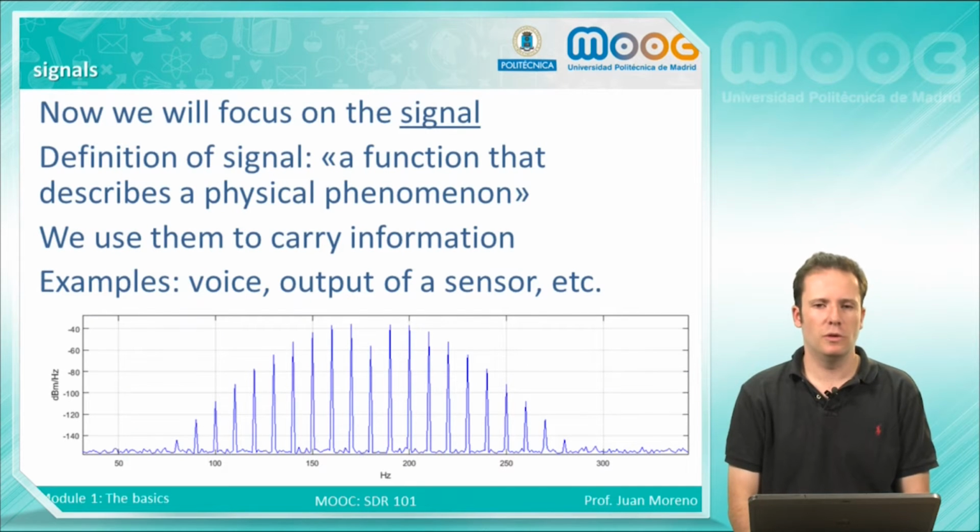In this video, we will focus on the signal. A definition of the signal could be a function that describes a physical phenomenon, and we use it to carry information. A good example is the voice, and also the output of a sensor.